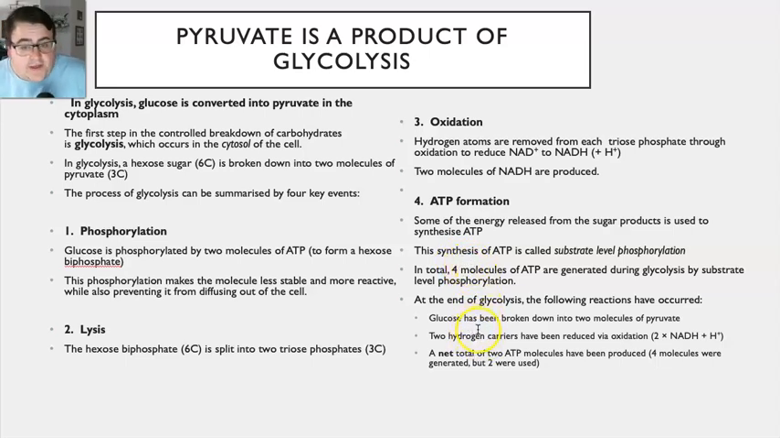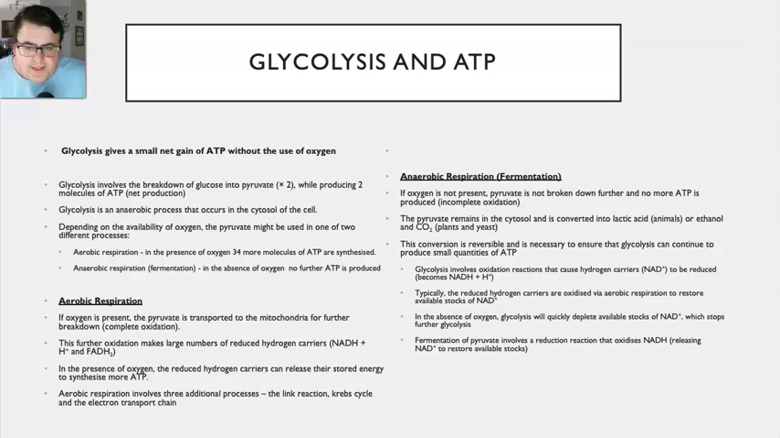We've also, at the end of glycolysis, ended up with 2 molecules of pyruvate. We've also ended up with 2 hydrogen carriers, which have been reduced via oxidation, so we've got 2 lots of NADH and hydrogen ions. And like I said before, we've got our 2 net molecules of ATP. So what happens next is we have to determine what's going to happen with our new molecules of pyruvate.